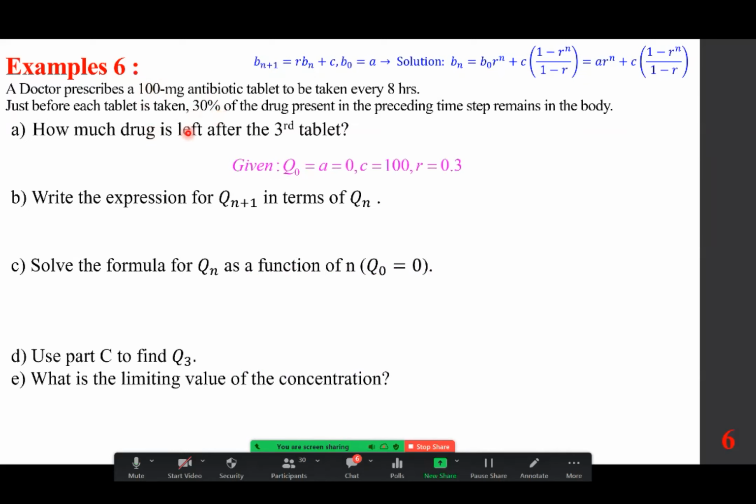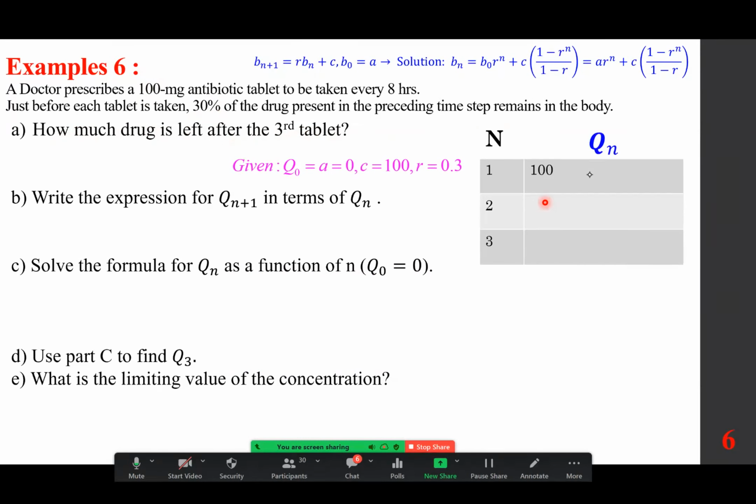So how much drug is left after the third tablet? If you want to make up a table, the first one we have 100, 30% of that remains. So we have 30, and we add 100, becomes 130. The next one, 30% of 130 is 39. That's what remains. We add 100, total of 139.